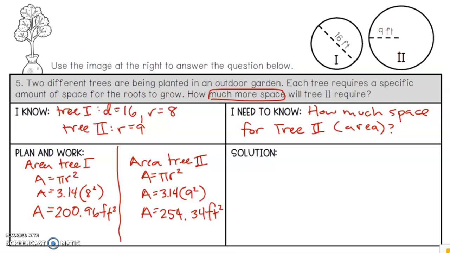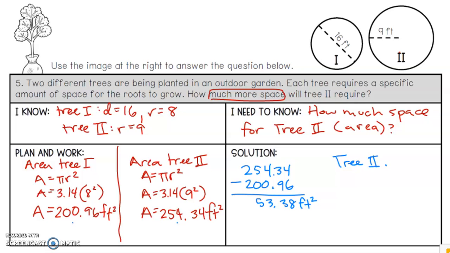And now I have all the information I need to figure out this solution. So I take my two areas and I subtract them. So 254.34 minus 200.96. And we subtract that, we're going to get 53.38 feet squared. And so that's our answer. Tree 2 needs 53.38 square feet more than tree 1.